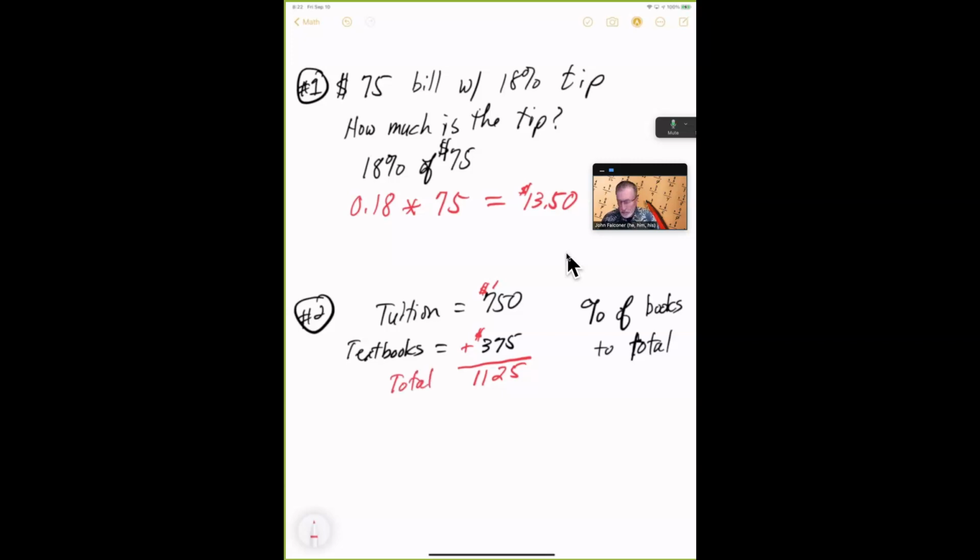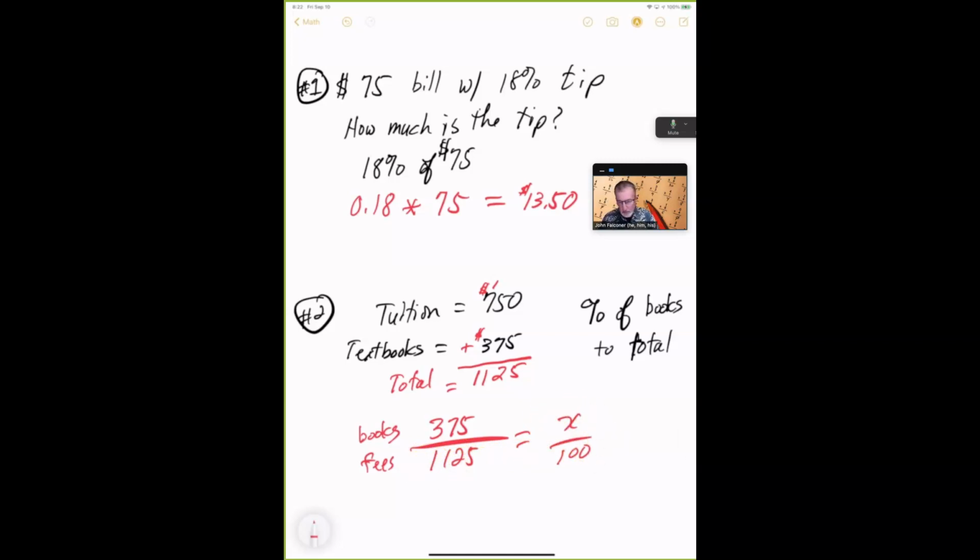And we're going to figure a proportion, right, of textbooks to the total, right? Books to tuition and fees. And that's going to be equal to x over 100. So you can cross multiply, get 37,500 and divide that by this number to find out what x is.